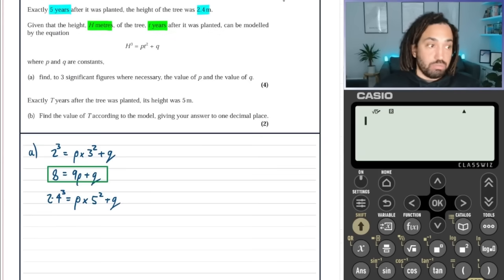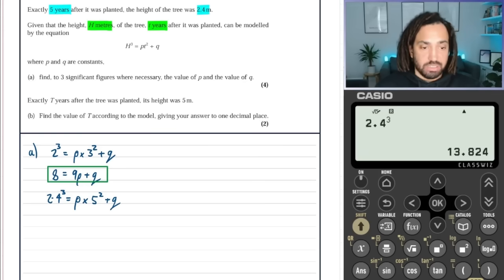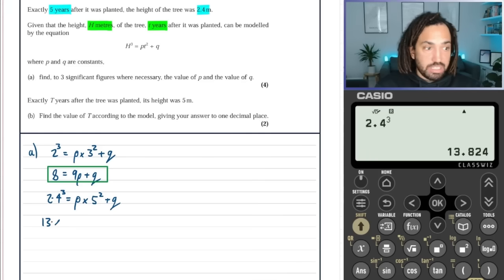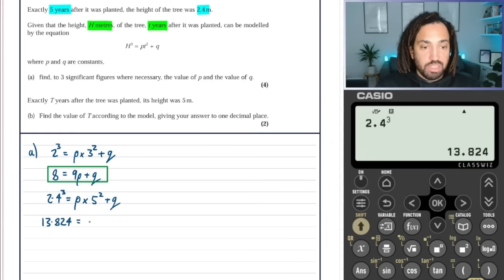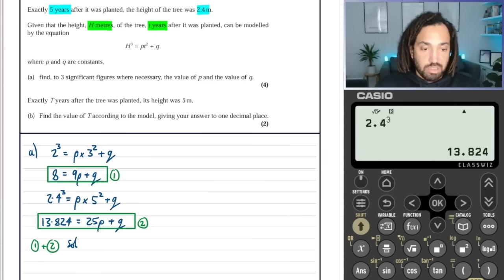Okay, we'll simplify that. That's what we'll do. 2.4 needs to be cubed, and that gives us 13.824 is equal to 25p plus q. Okay, now we can't do any more than that. And we've got 2 equations, so 1 and 2 we're going to solve simultaneously. Okay, so 1 and 2 we need to solve.